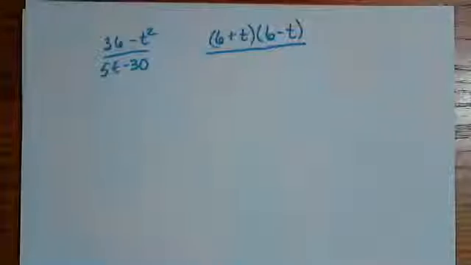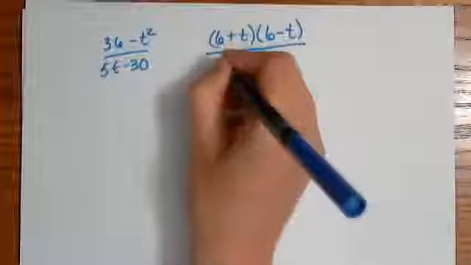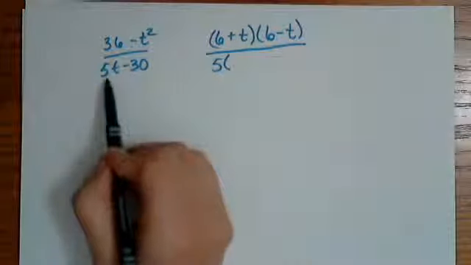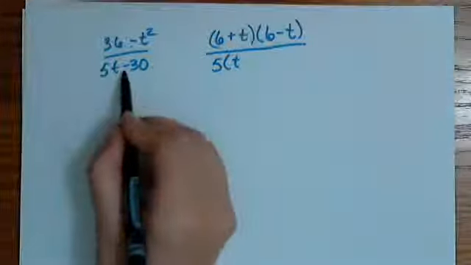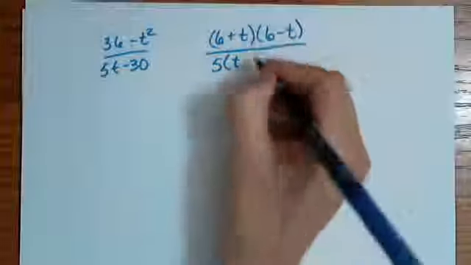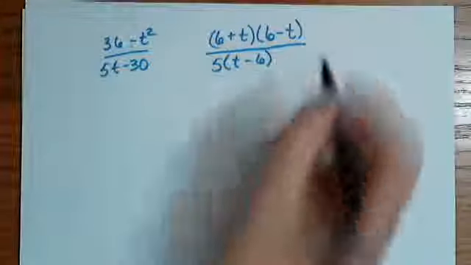Okay, let's look at the bottom. How are we going to do that? How can we factor that? We don't have any squared things. We only have two terms. What's common between those two terms? Anything? I sure hope you said a 5. I've got a 5 in both of those. If I factor the 5 out of here, I'm left with t. And if I factor the 5 out of that negative 30, I'm left with a negative 6.